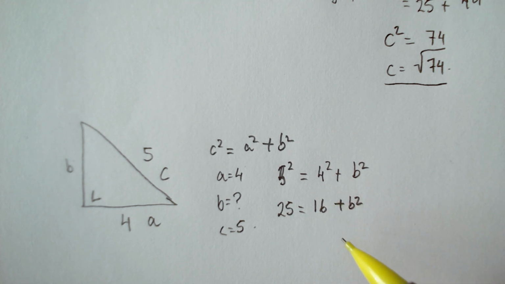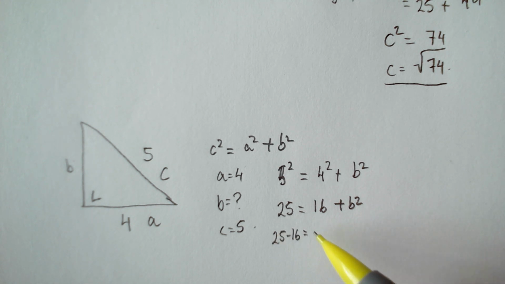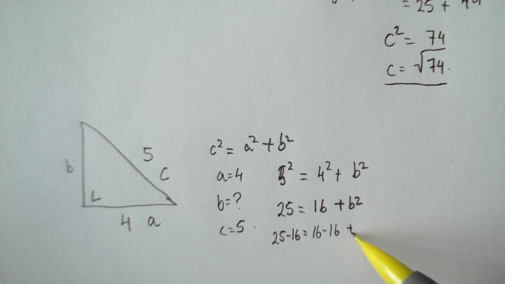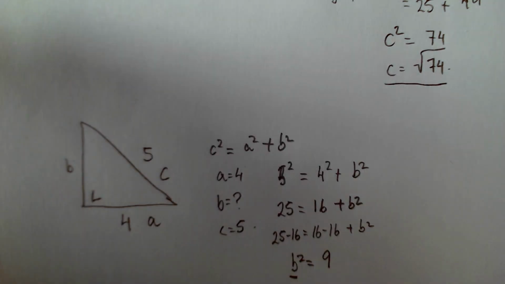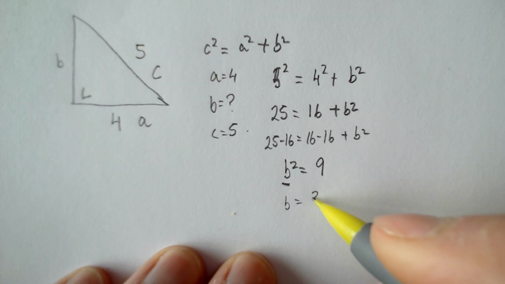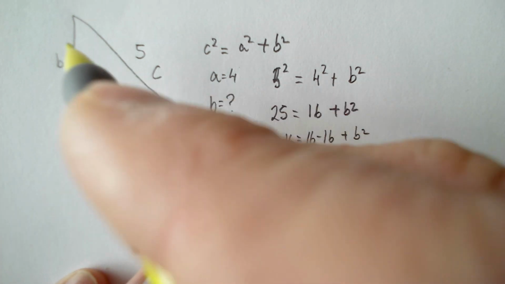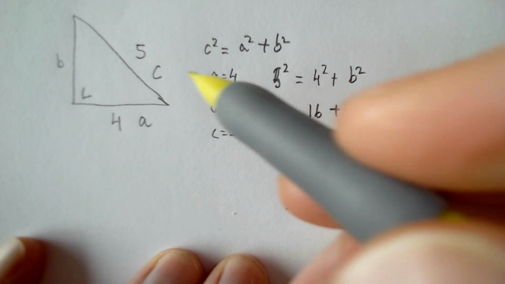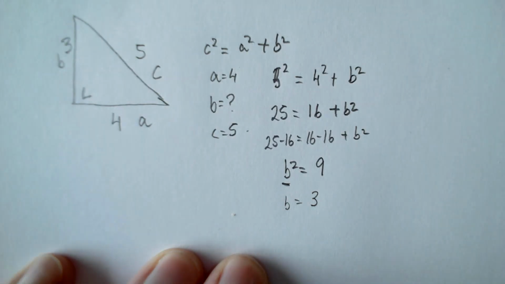Now this is algebra. We'll take 16 from both sides, so we say 25 minus 16 is equal to B squared. So now we can say B squared is equal to 25 minus 16, which is 9. Always remembering that this is the squared part. So B is equal to the square root of 9, which is 3. So in our triangle here, this side here is 3.